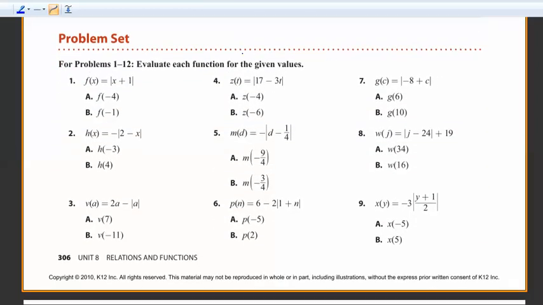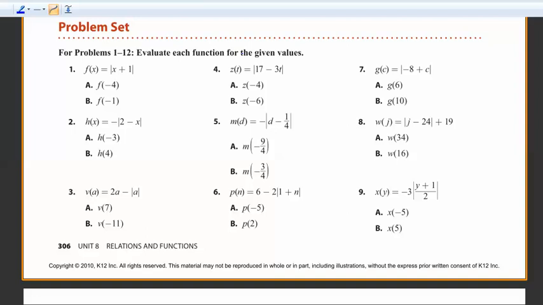Let's see problem number, how about 1? Let's start with number 1. f of x equals absolute value of x plus 1. You need to find the value of f of negative 4. What do we have to do in here? Well, substitution, right? For f of negative 4, we can go right away, and wherever you have x, you will substitute negative 4.